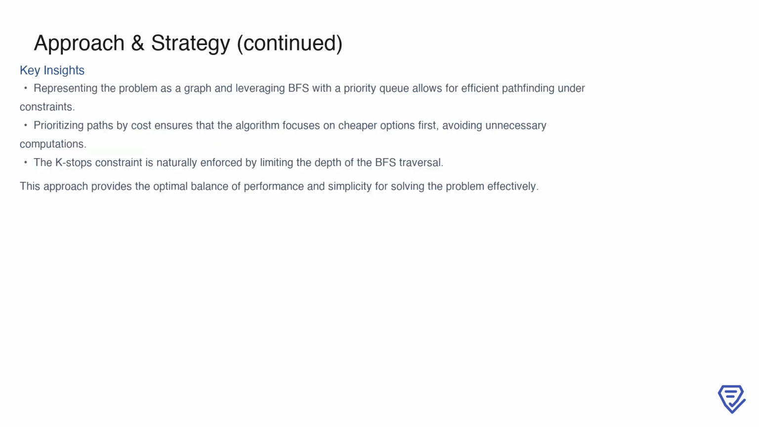To summarize, the key insights that make this approach effective involve representing the problem as a graph and leveraging the efficiency of BFS with a priority queue. By prioritizing paths based on their cost, the algorithm focuses on exploring cheaper options first, which reduces unnecessary computations. Additionally, the k-stops constraint is naturally enforced by limiting the depth of the traversal, ensuring that we only consider paths that meet the problem's requirements.